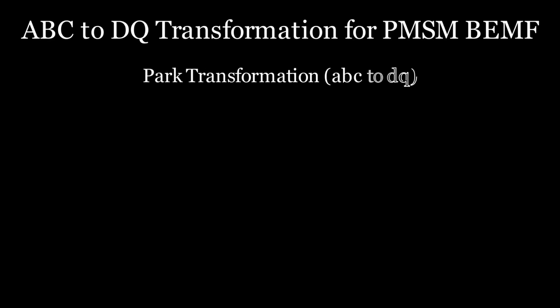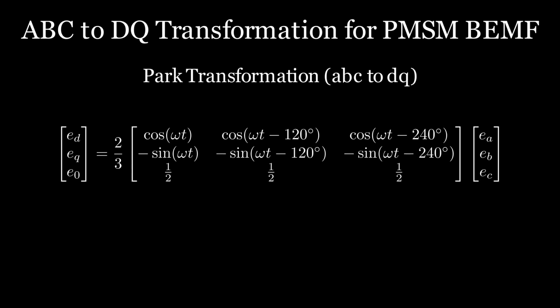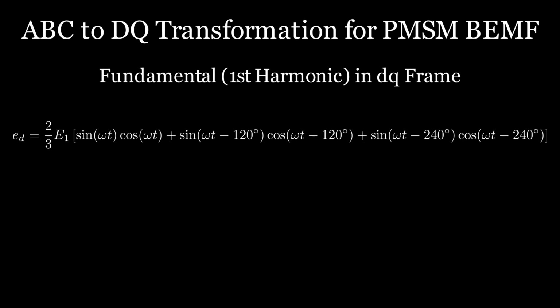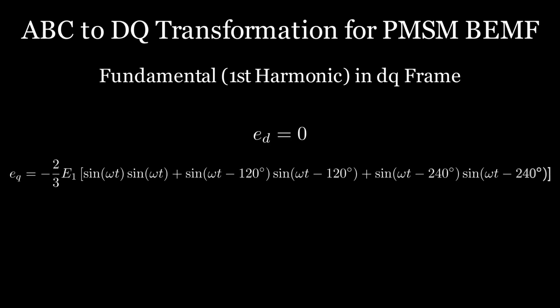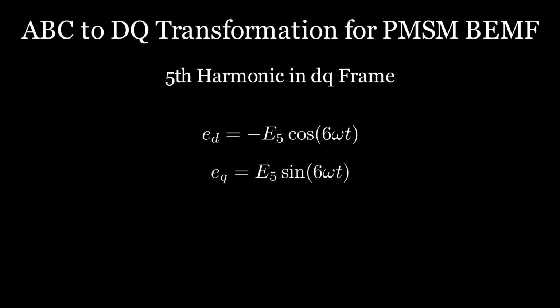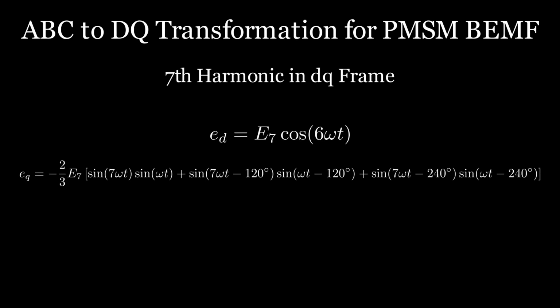Okay, now we can transform the ABC phases using the direct transform to get their D and Q counterparts. I'll split up the calculations to each harmonic. For the fundamental frequency, the D-axis results in 0, and the Q-axis results in the amplitude. For the higher harmonics, due to trigonometric identities, we get a 6th harmonic in the DQ reference frame.